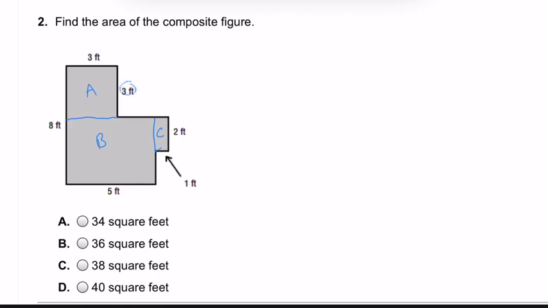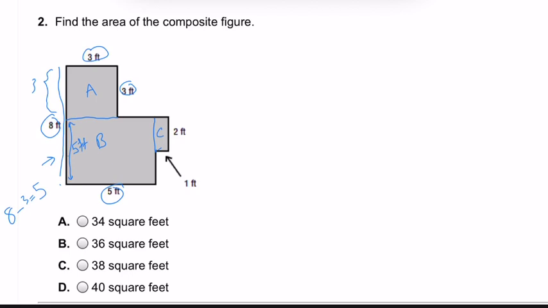Rectangle A has 3 and 3, 3 by 3. Rectangle B has 5 and I don't know the side. So how can I find it? I know that this whole side is 8 and this small side is 3. So 8 minus 3 equals 5. So this side from here to here, it's 5 feet. So now I know that this rectangle B has a length of 5 and a width of 5.